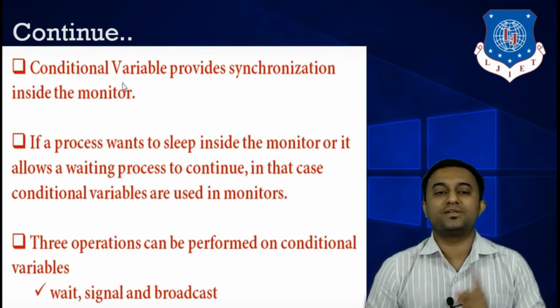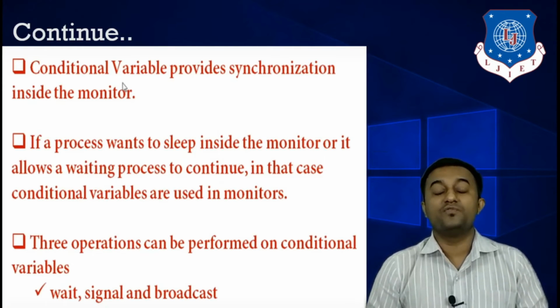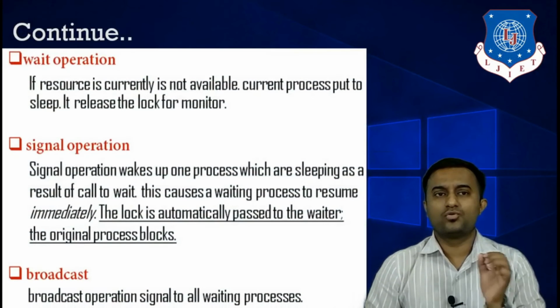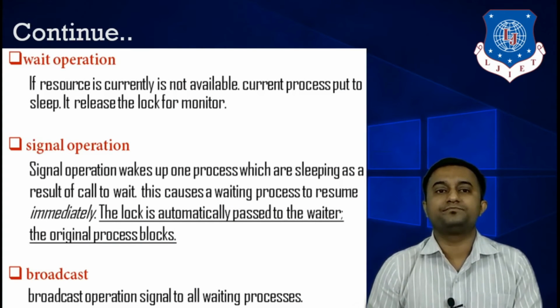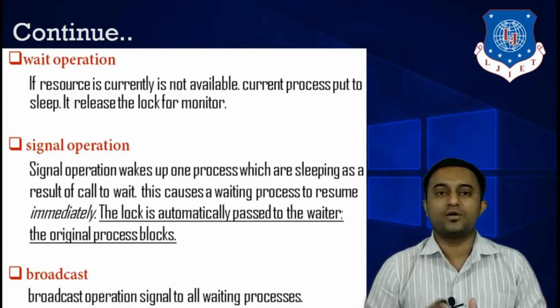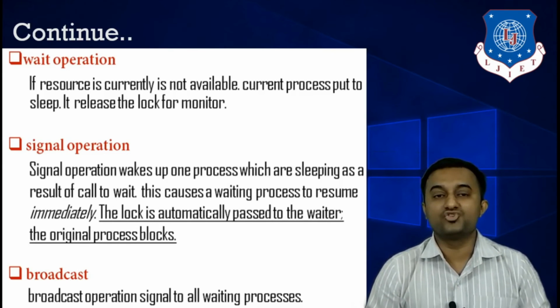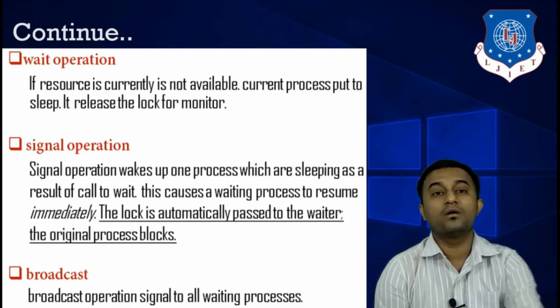So let us discuss these three types of operations that we can perform on a condition variable which resides in the monitor module. Let us discuss what wait means. Wait operation means if a resource is currently not available, so obviously the consumer has already entered into a critical section, or you can say already entered into a monitor, but that resource cannot be utilized by the consumer because there is no content available in the buffer. So that current process is put to sleep and it releases the lock for the monitor.